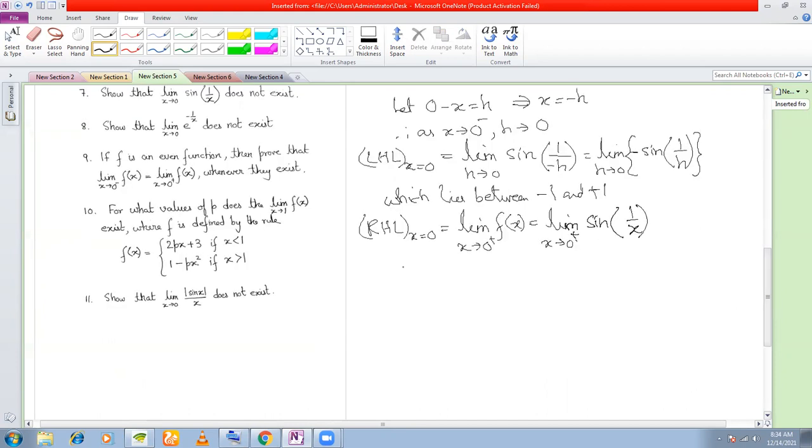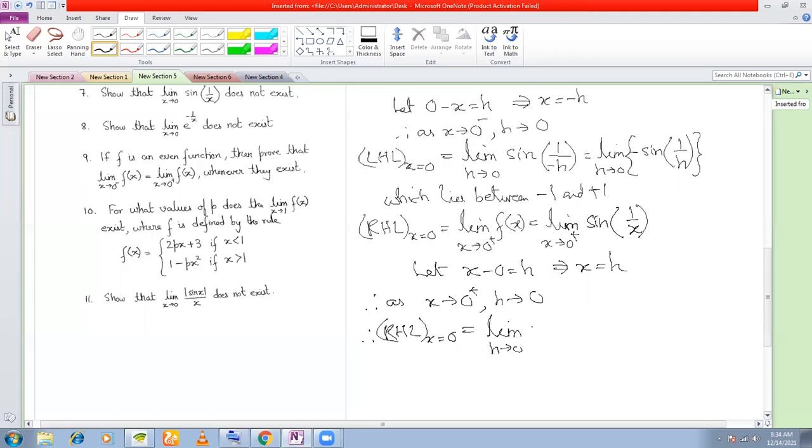Okay. Now, how do you evaluate the right hand limit? x minus 0 is equal to h. Then we are nothing but putting x is equal to h. Therefore, as x tends to 0 plus, h tends to 0. Therefore, right hand limit at x is equal to 0 is equal to limit h tends to 0 sine 1 by h, right?